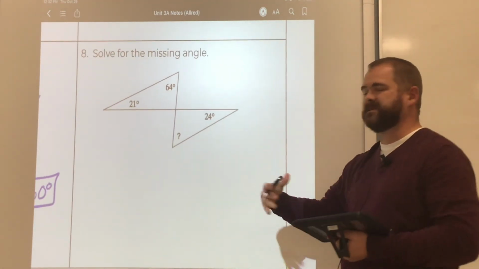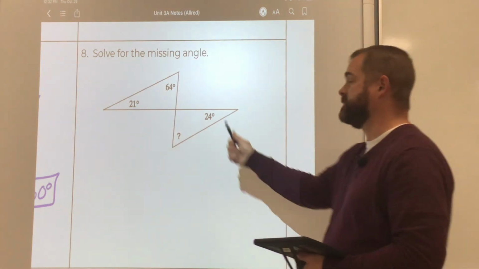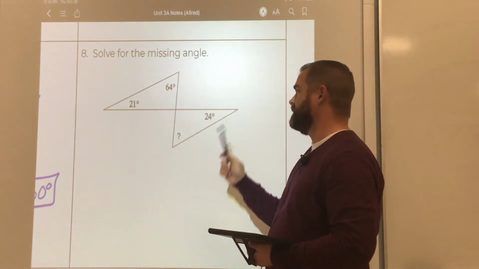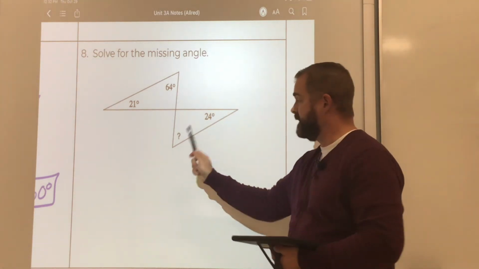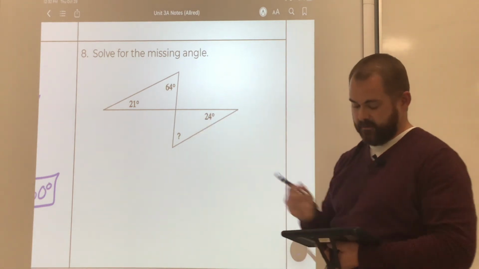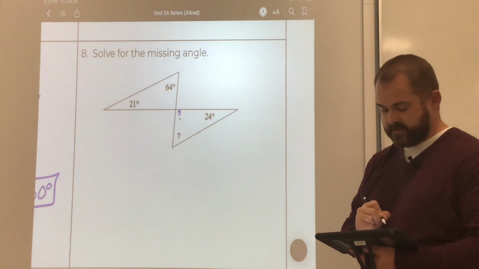Okay? Let's move on to one more problem like this. This time, it's a little bit different picture, but there are still two triangles to use. One of the triangles, I've given you two angle measures. Another one, I've given you only one, and you have to find the unknown angle. Well, in order to find this one, I need to know this angle. I need to know that one first.